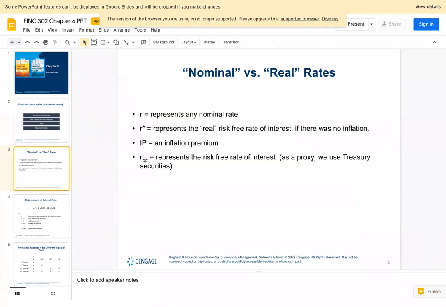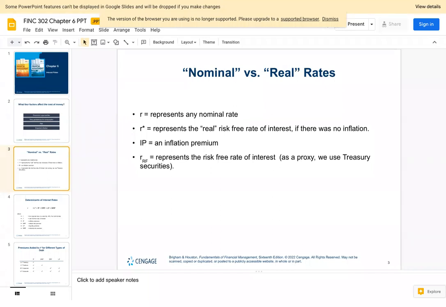We're going to first make the distinction between nominal and real rates of interest. We're going to say that R represents any nominal rate. In a previous chapter, we talked about nominal rates. A nominal rate is the rate that's stated or quoted on an investment.